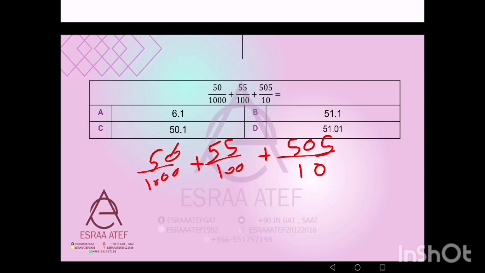So 50 over 1000, they will go with each other, the two zeros, and we have two zeros here, so the decimal which is here will move two places, so it will be 0.05. Okay, plus here it's the same, we have two zeros, so 55, the decimal here will move two places, so 1, 2, it will be here.